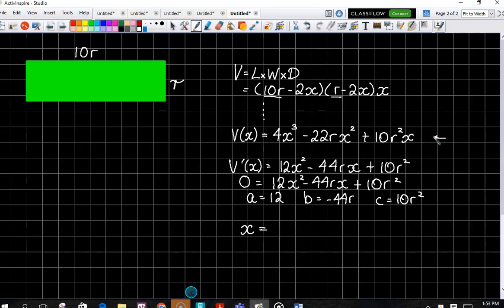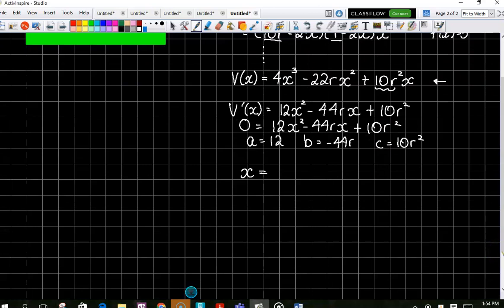You differentiate. The big thing to notice is that when we've got 10r squared, that is just a number. So imagine if you had 5x, what is the derivative of 5x? Well, the derivative of 5x is just 5. So that's why down here I've just got 10r squared. So check your derivative. We've then got our quadratic, which we have to solve. So we pop it into our quadratic formula. The coefficient of x is minus 44r. So away we go, putting it into our quad formula, which we should know by now.